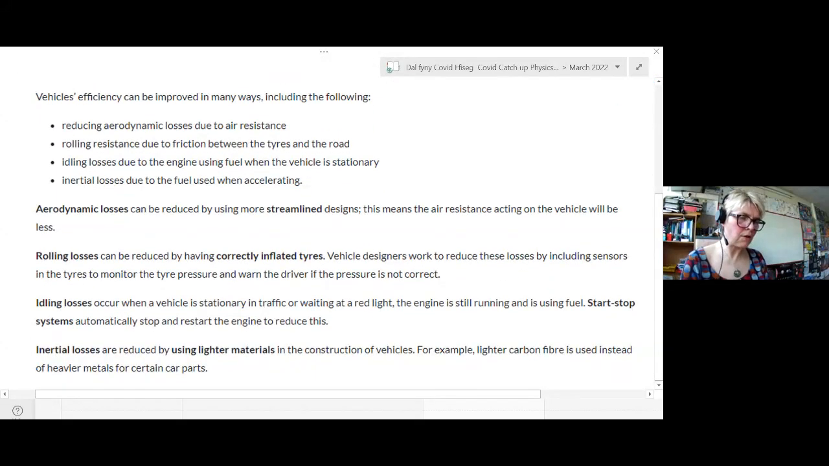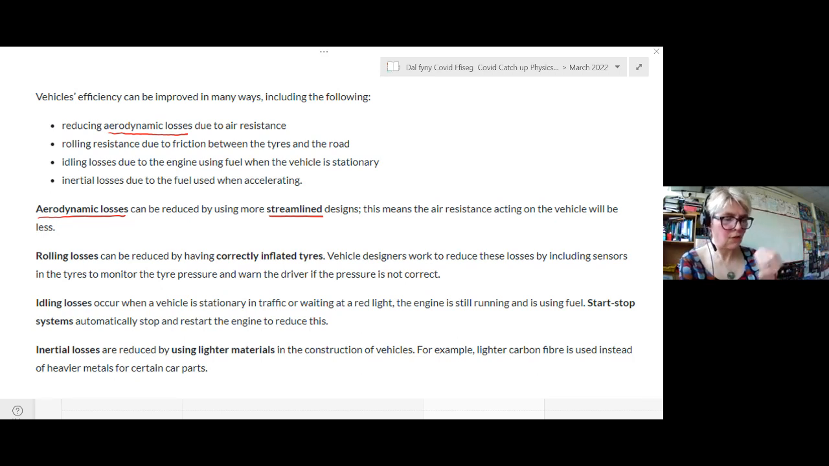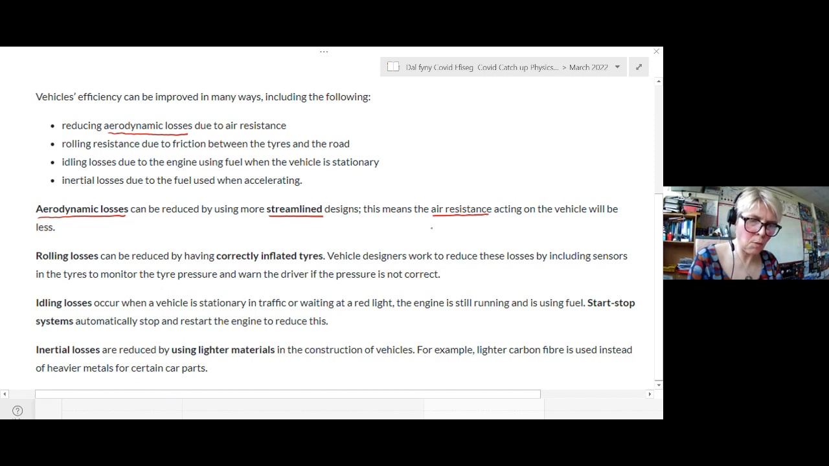So the efficiency of a vehicle can be improved in many ways. We can reduce aerodynamic losses, and that is done by streamlining designs. We only have to look at the shape of cars in the 1940s and 1950s compared to the shape of cars now. Cars are much more streamlined, they're curved, they've got spoilers at the back, they allow the air free passage around the car. So that means you're doing less work against the resistive forces of air resistance.